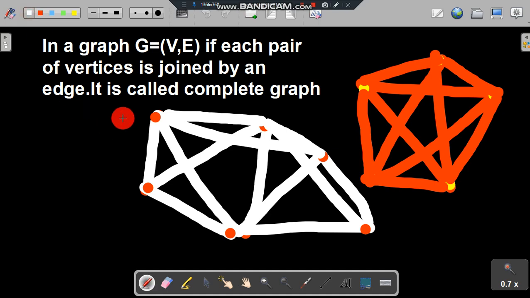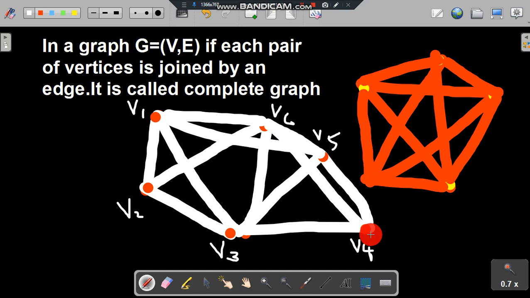Now suppose that this is vertex v1, this is vertex v2, this is v3, this is v4, this is v5, and this is v6. Now all these vertices have an edge between them. Any pair you take, this and this, it has an edge. This and this have an edge. This vertex v6, v5 have an edge.